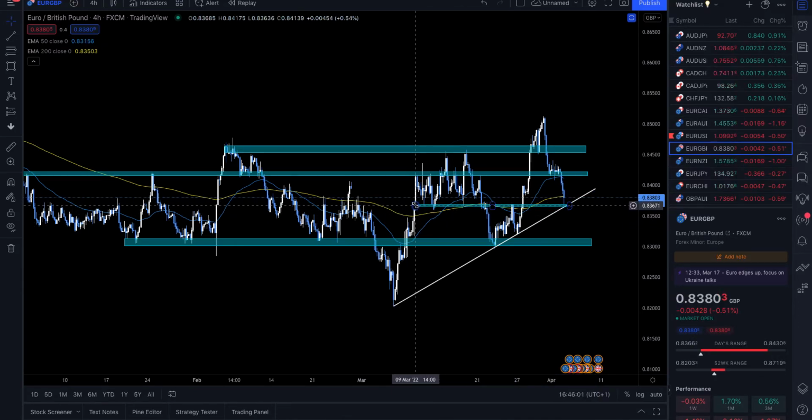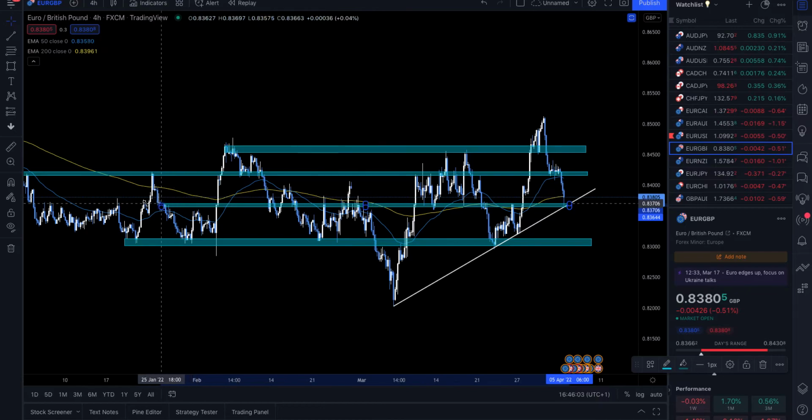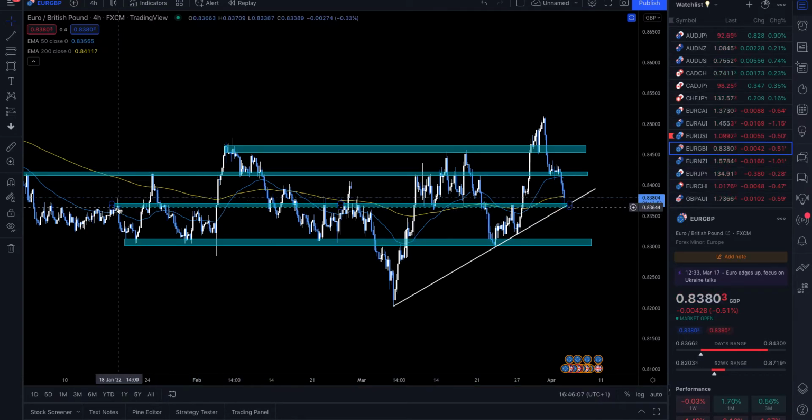We'll extend this back across just to see how reliable it's been throughout time, and we can see that it pretty much has since the start of January. Once again, we've had a touch over here, a second touch, a few touches, a couple more touches around here.